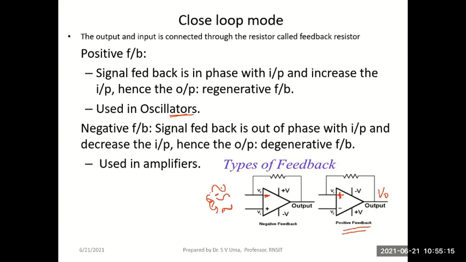Okay. So whenever I give negative feedback, the output signal or a portion of the output signal will be returned to the input side out of phase. So if the input signal was like this, the feedback signal will be returned with 180-degree phase shift with the input signal, because of which the feedback gets subtracted from the input, resulting in a very low level of input signal. The input signal decreases, therefore output also decreases. Vi decreases, V0 also decreases in negative feedback.